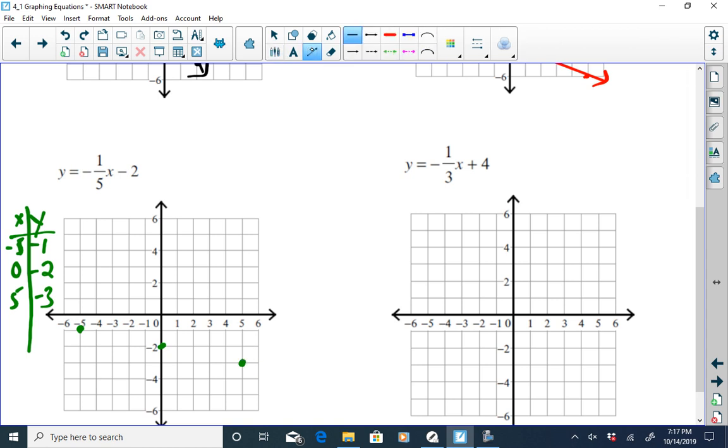Looks like my points fall in a straight path. So that should be correct. All right, let's put arrows at the end of that. Arrow here to show that those solutions go on forever.